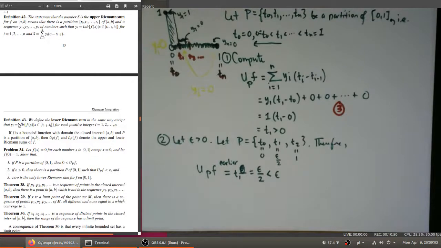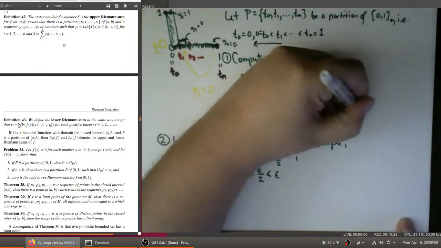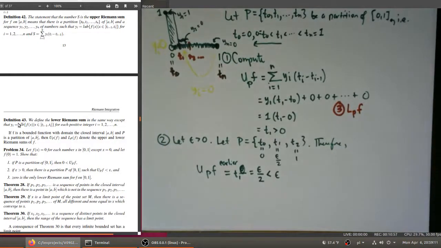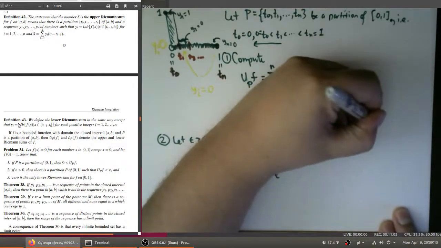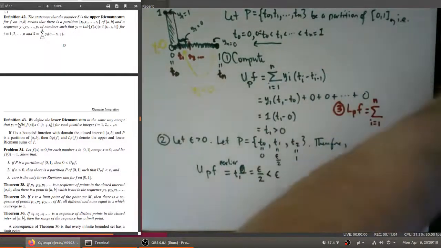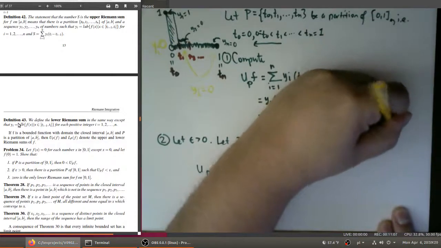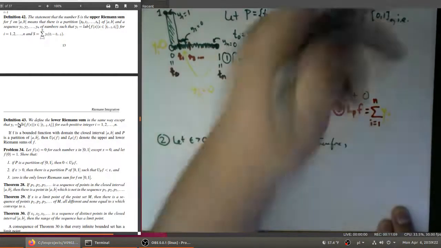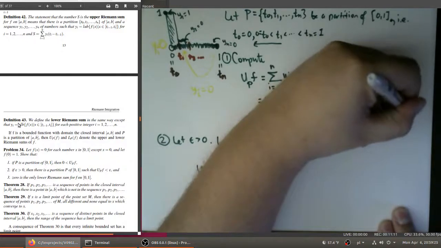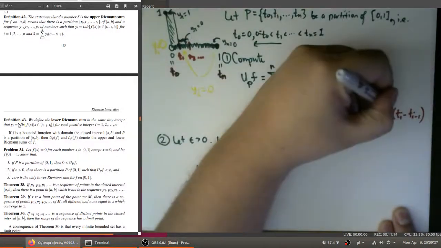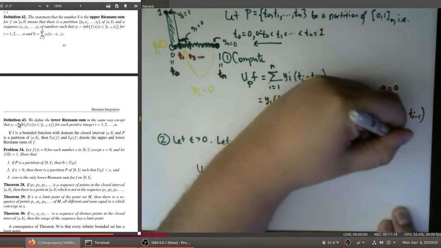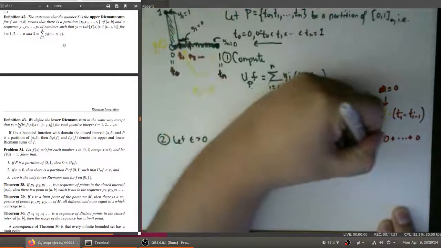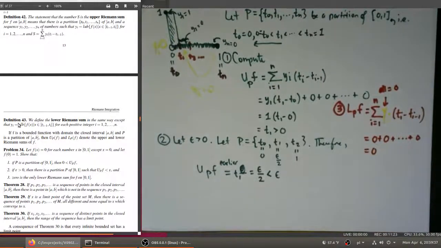So for number 3, I can now compute LPF, and it's the same formula that we had before. It's the sum from i equals 1 to n, but in this case I'm picking the yellow yi's times ti minus ti-1, and these are all equal to 0. So I end up with 0 plus 0 plus 0, and that's of course 0. And that concludes that proof.